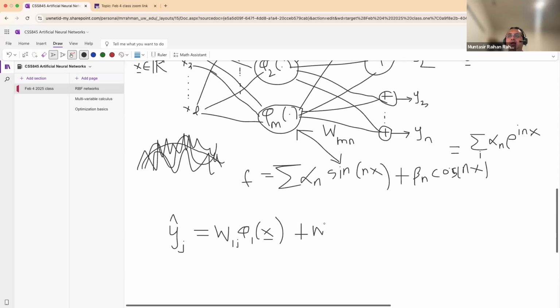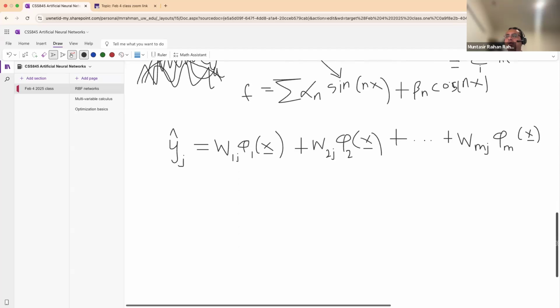Very good. And then this would be the second, w2j phi 2 of x bar, and then we keep going until we get to the mth one. So this would be wmj phi m, and that would be my yj, right?